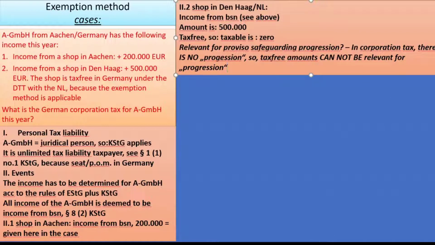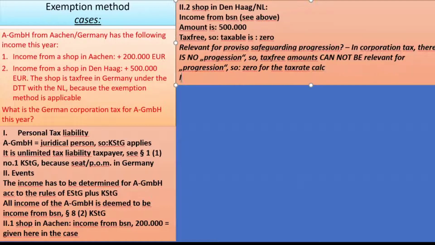So we can ignore this also for the tax rate calculation. We do not make that different tax rate calculation in the KStG. The progression only plays a role in the EStG.